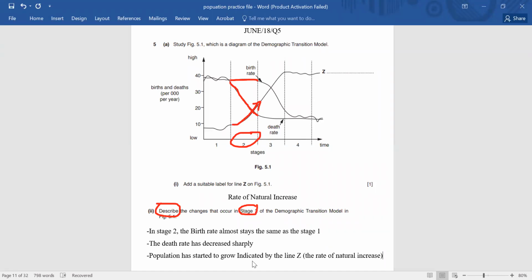Now, this is the answer. Have I written anywhere why the death rate started to decrease? No, I have not. Why did I not? Because the examiner asked me to describe and he did not ask me to explain. If the examiner had asked me to explain, then I would write the reasons as well. How many of you are clear on this? Clear, everyone? Okay.